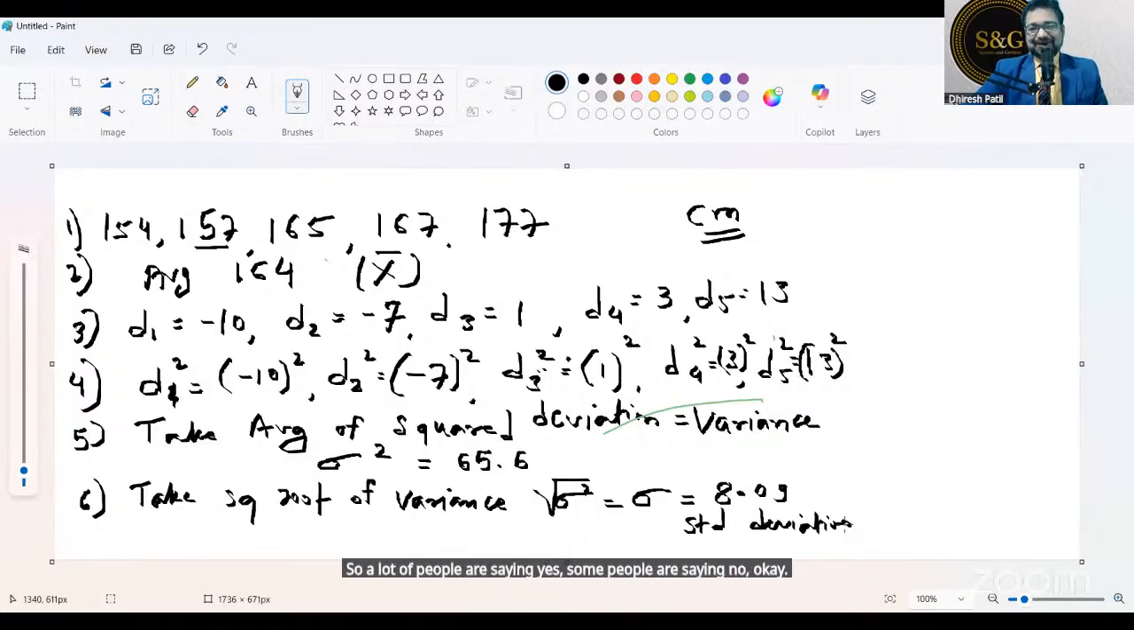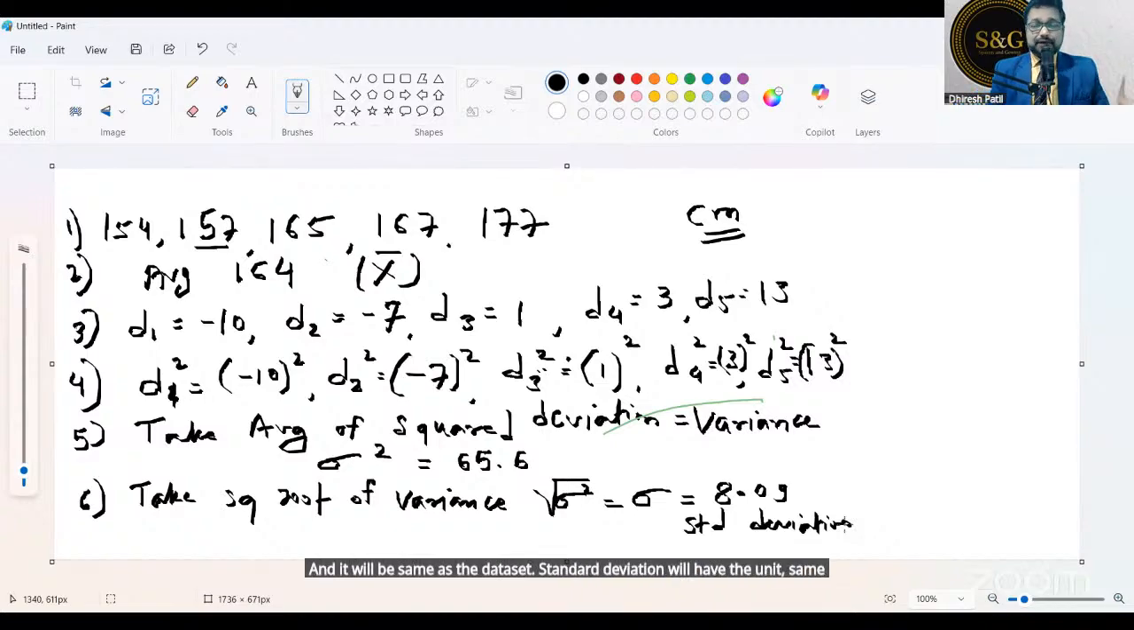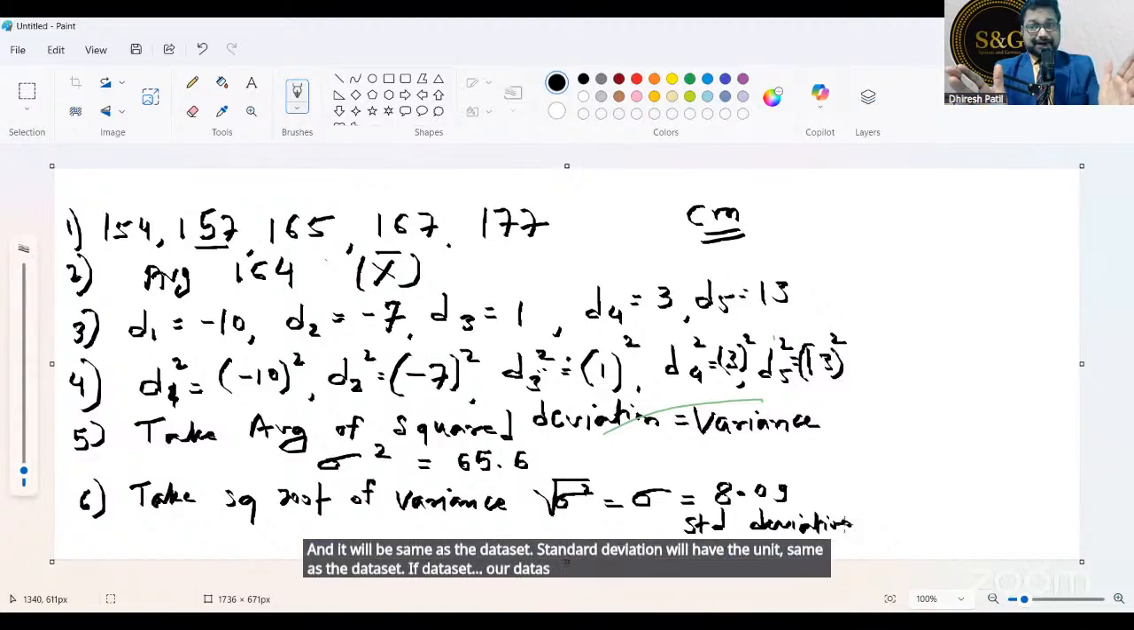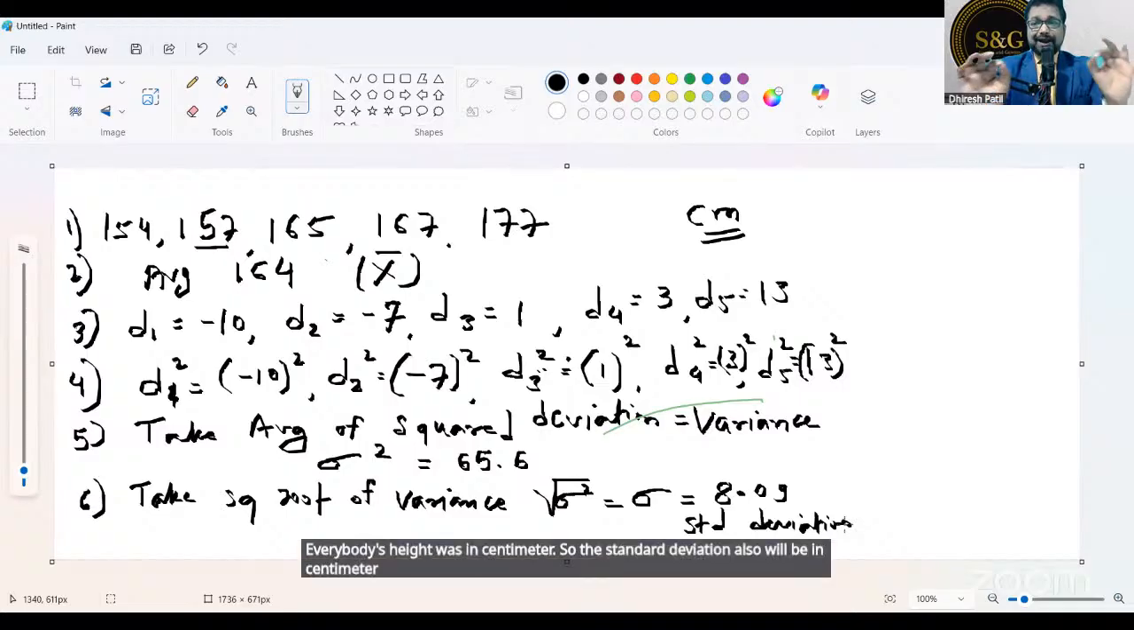So the answer to this question is yes, the standard deviation always will have a unit and it will be the same as the data set. If our data set was in centimeter, everybody's height was in centimeter, so the standard deviation also will be in centimeter. And how do I read this?